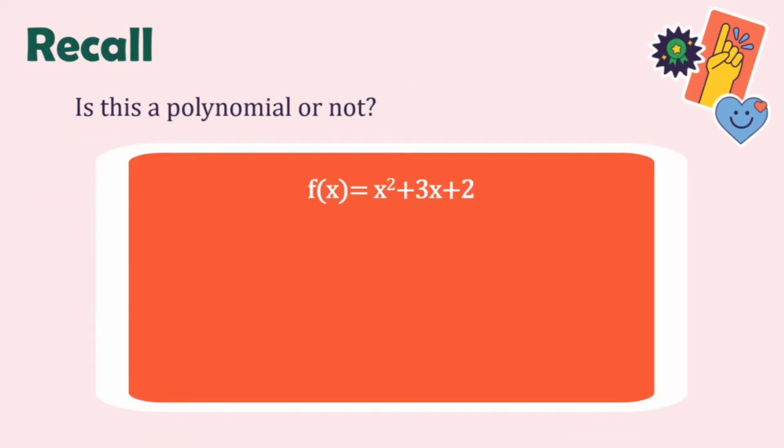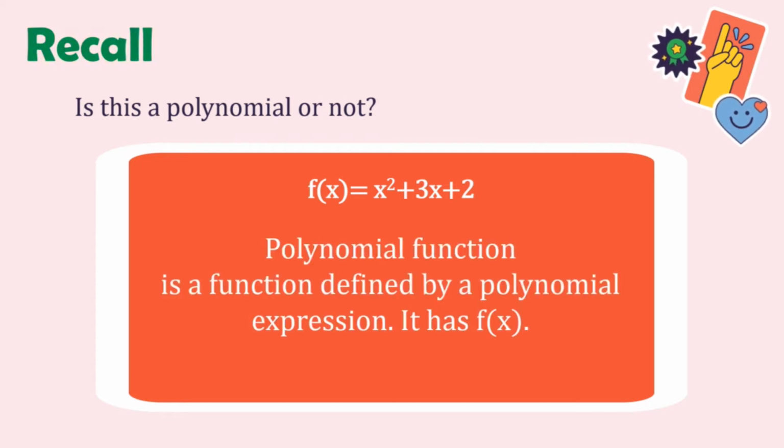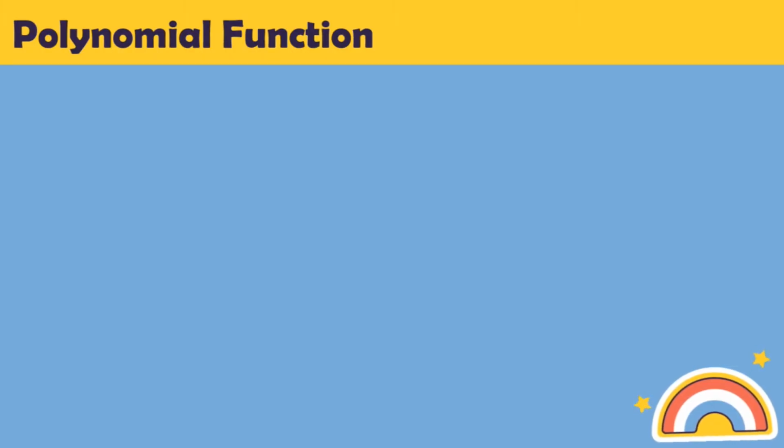How about this one? Is this a polynomial or not? If your answer is yes, you got it right. It is an example of a polynomial, and we call it a polynomial function. A polynomial function is a function defined by a polynomial expression. It has an f of x. To begin with, let's start defining a polynomial function.